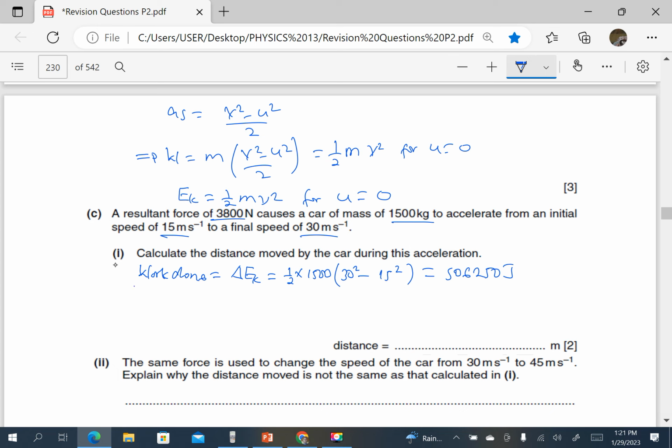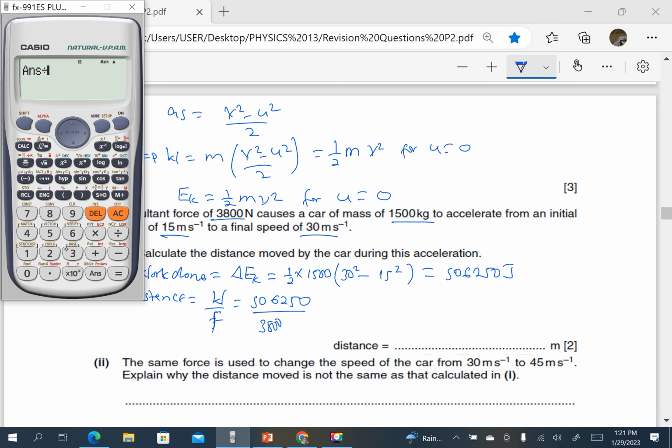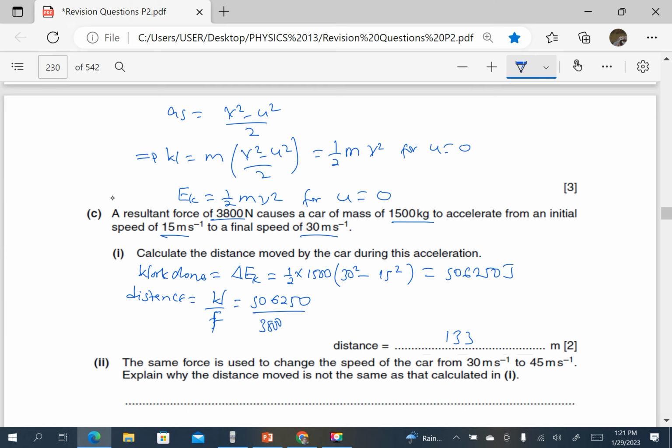Then let's find the distance. We know that distance is equal to the work done divided by the force. So this is going to be 506,250 divided by the force, which is 3,800. So let us see, divide by 3,800. That is 133.